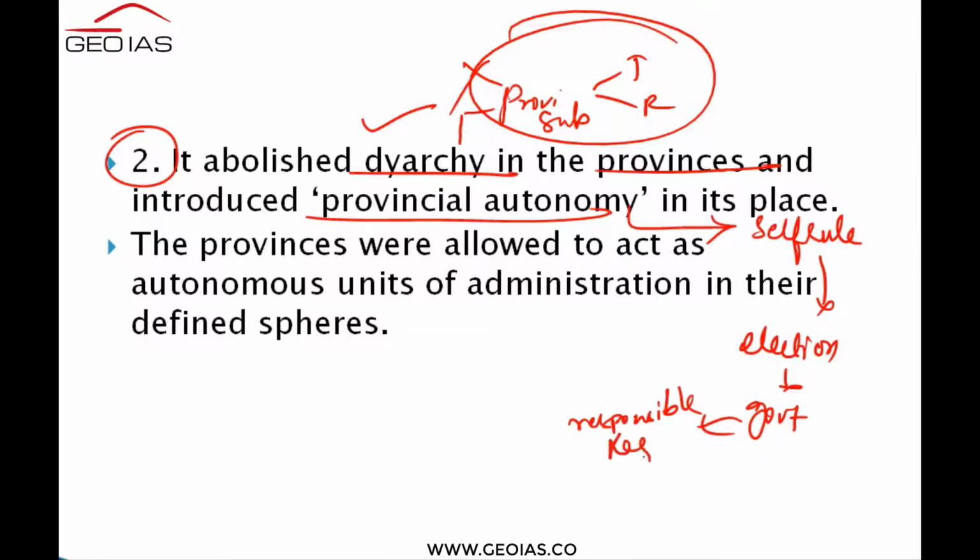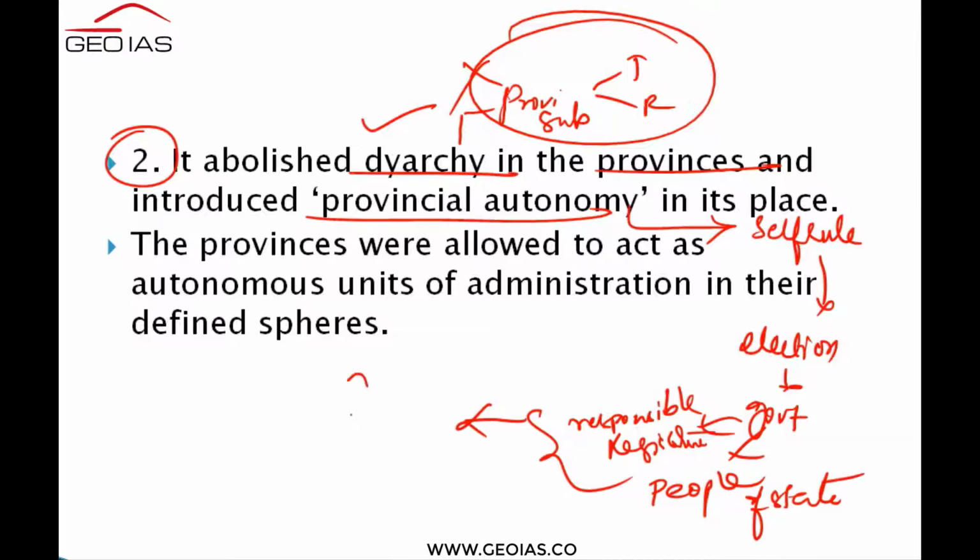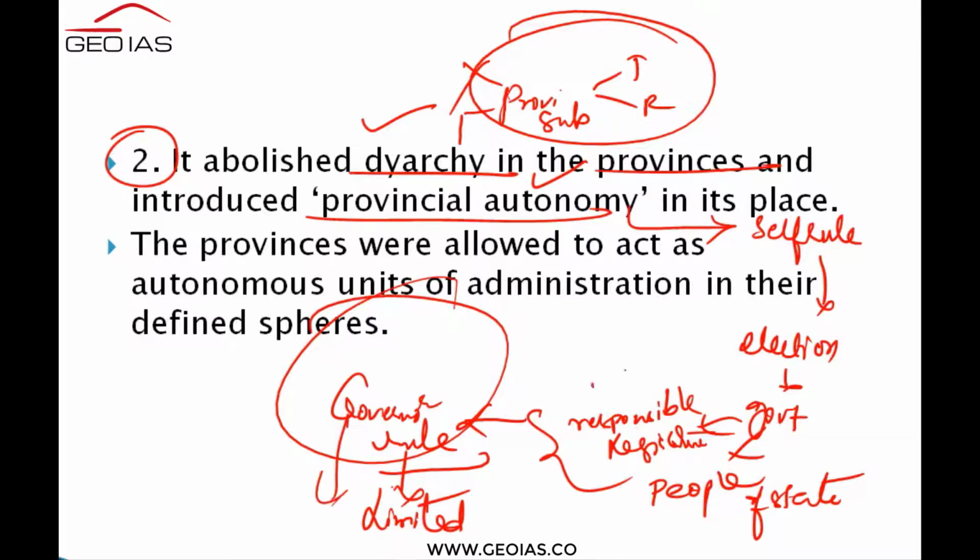And this government is responsible to the people whom they have elected, like people of the states. And the second thing is the governor's role. The governor will also be head of the state, but the governor's role was limited. So by this, provincial autonomy was given to the provinces, and the governor's role was limited, and responsible government was introduced in the provinces.